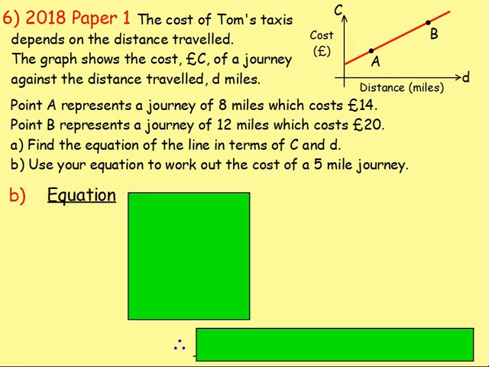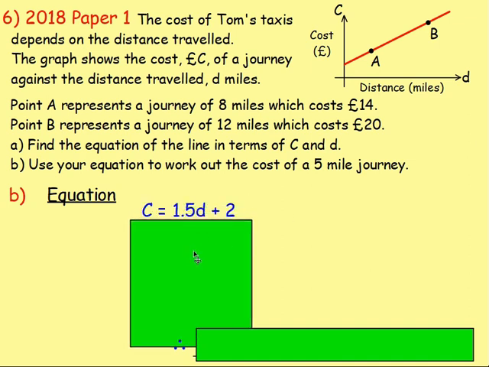Part B, use your equation to work out the cost of a 5-mile journey. So our equation that we came up with was c equals 1.5d add 2. If you think about this, think back to the question. This is about Tom. He's driving taxis. He's charging people. He's taking them from A to B, or C to D, or E to F. He's taking them from one place to another. He's going from Carnoustie to Dundee. He's going to be charging people, and he's going to be charging them based on the distance.